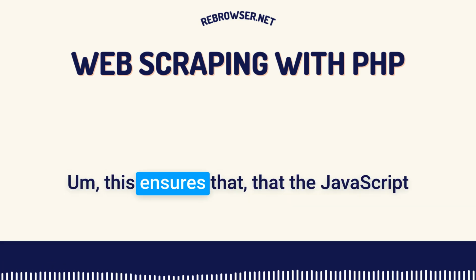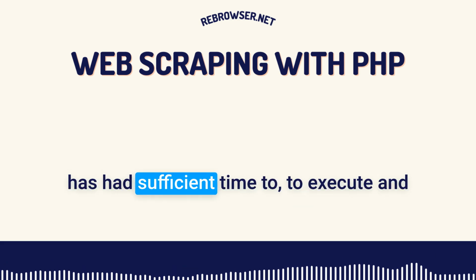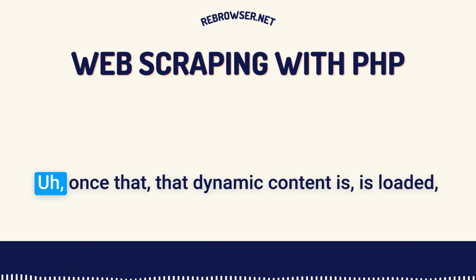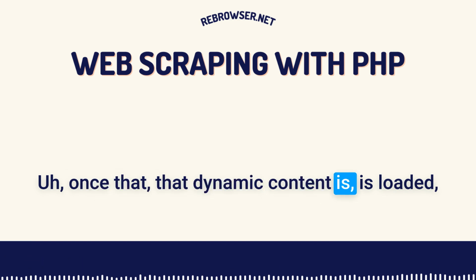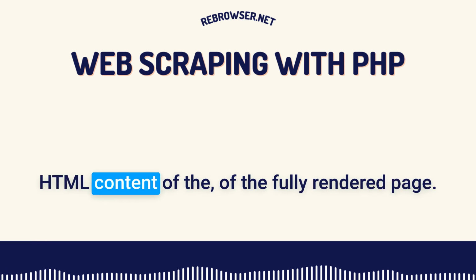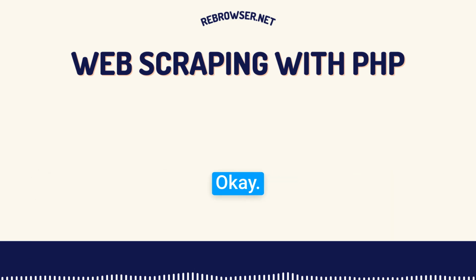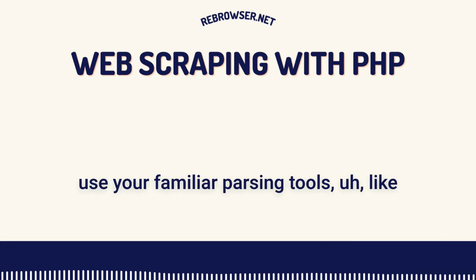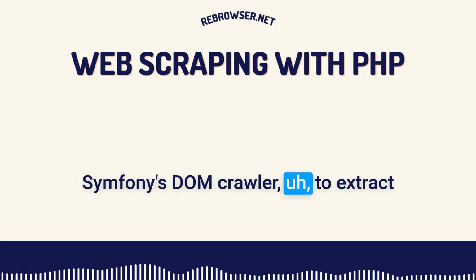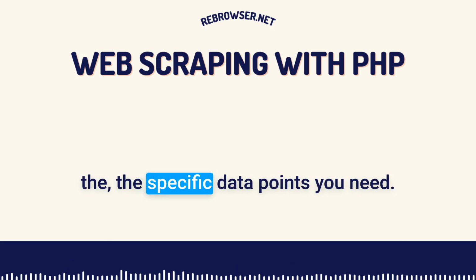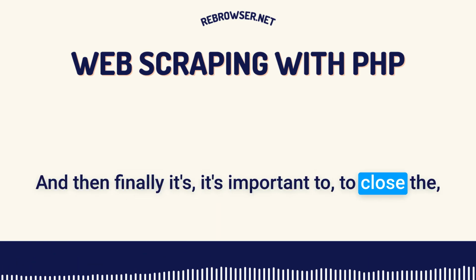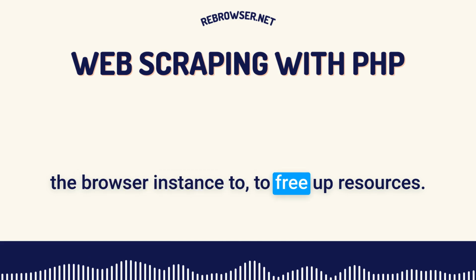This ensures that the JavaScript has had sufficient time to execute and render the content you're interested in. Once that dynamic content is loaded, you can then retrieve the complete HTML content of the fully rendered page. And from there you can use your familiar parsing tools like Symfony's DOM crawler to extract the specific data points you need. And then finally, it's important to close the browser instance to free up resources.